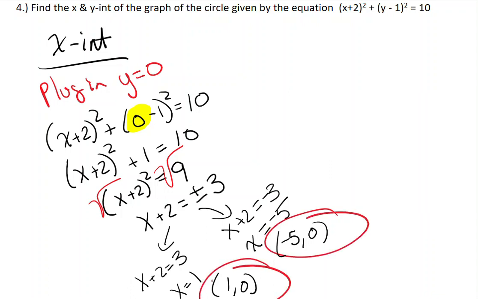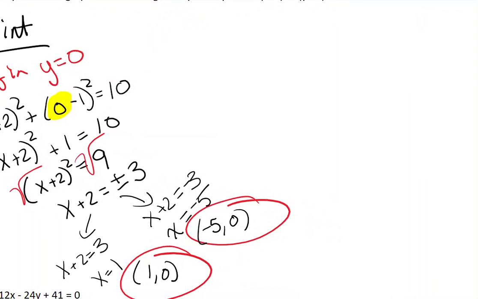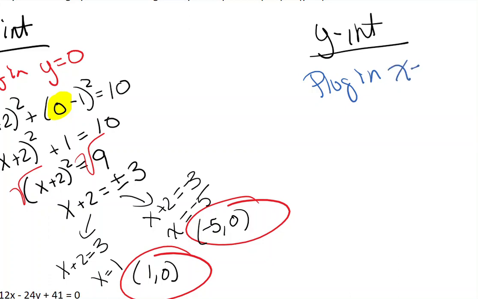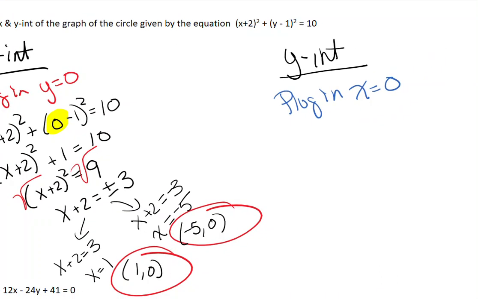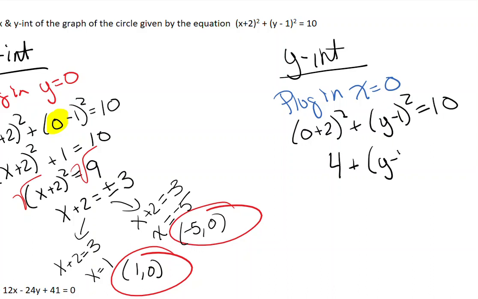What would you do to find the y-intercepts? Same thing, but with x this time. So the y-intercept, x being 0. So we'll do 0 plus 2 squared plus y minus 1 squared equals 10. Do you guys need a minute to catch up? No, we're good. Okay. So 2 squared is 4 plus y minus 1 squared equals 10. Subtract the 4. Get 6.